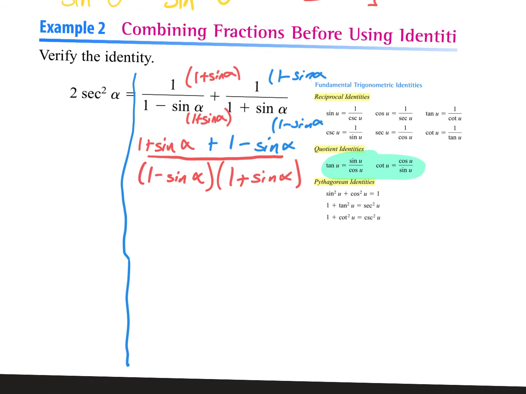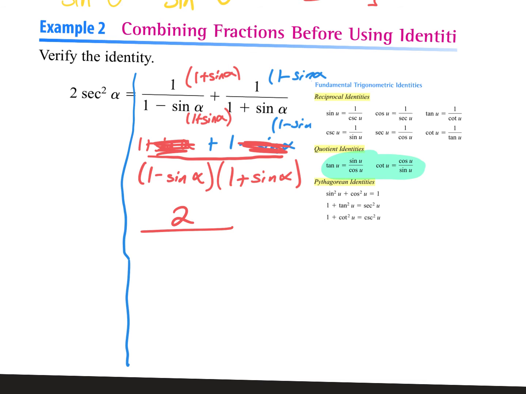Okay, let's simplify. Let's think algebraically, guys. Look at your numerator. Do you have anything in the numerator now you can combine? I have a positive sign and a negative sign, so what happens? They cancel. Good. I have ones. How many of them do I have? I have 2. Well, isn't that pretty? I think these are a little easier because it gives you a guide, like you know where you're trying to go. We're trying to get to 2 secant squared alpha. Does it already look like we're on the right track? Yeah.